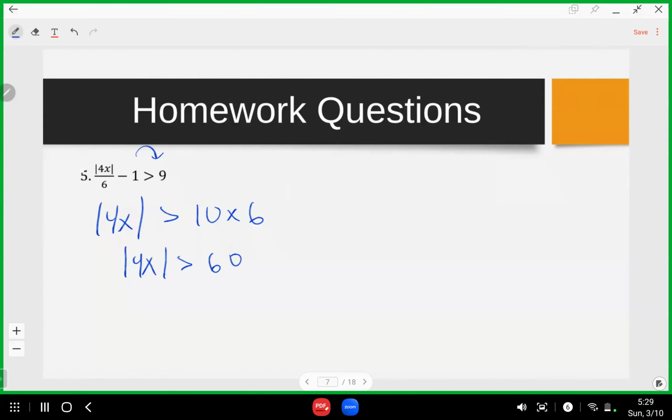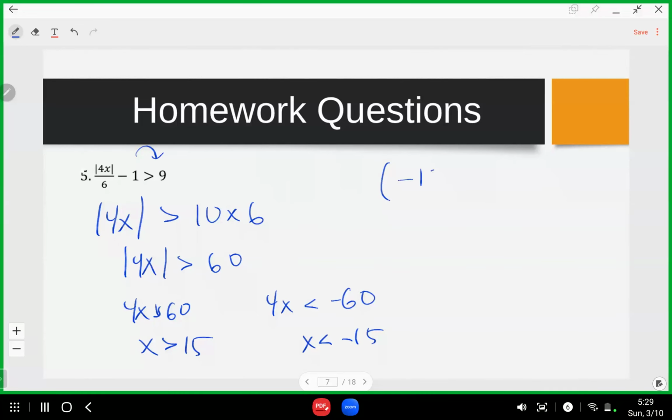Remember, when it's greater, it's going to be an or inequality. So you have to do 4x is greater than 60 and 4x is less than -60 and solve them separately. That's the or thing. It's greater than 15, or less than -15. So whoever got this, good job. Now let's go on to the interval notation: -infinity to -15, union 15 to infinity.